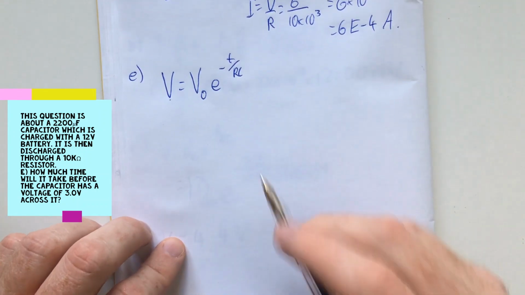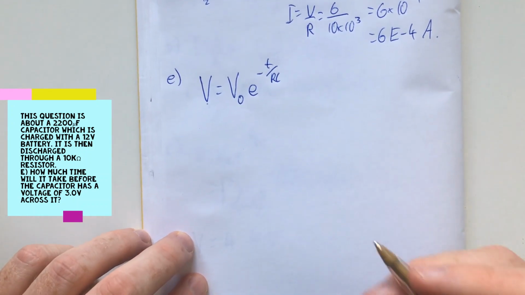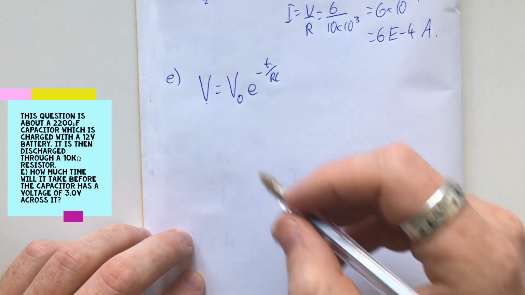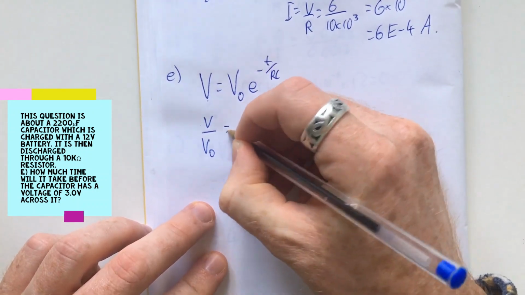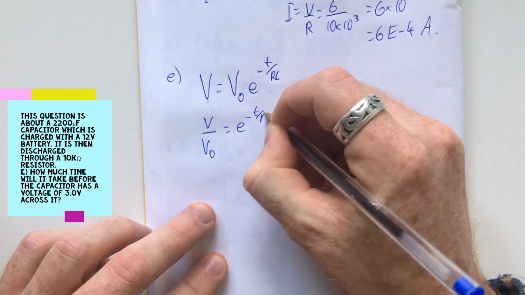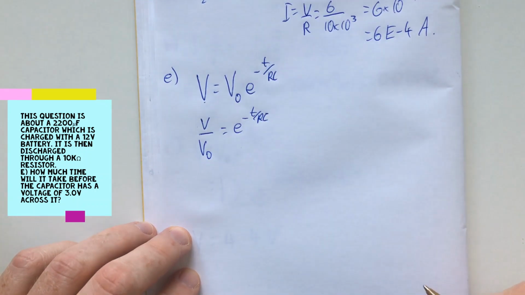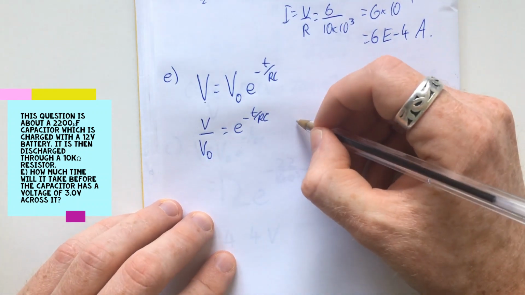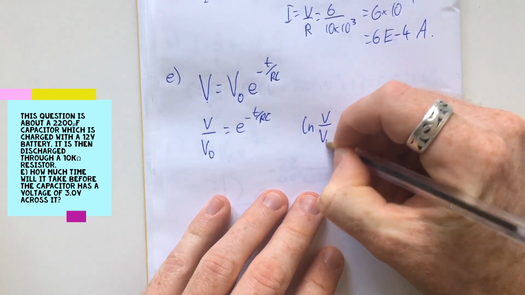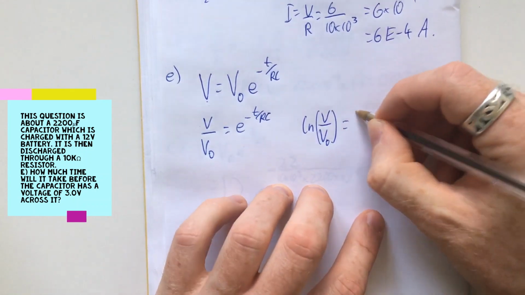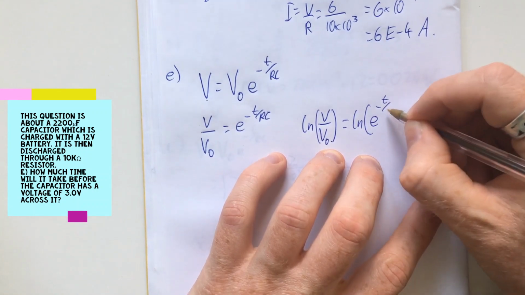So what I'm going to do, I now need to get this equation as t equals. For those of you that do maths, you might be a little bit more comfortable with this, but for those of you that don't, I'm going to have to be using some logs. So I'm going to rearrange this to get V over V naught equals e to the minus t over RC. And then I'm going to take the natural logarithm of both sides. So that will give me ln V over V naught equals ln e to the minus t over RC.